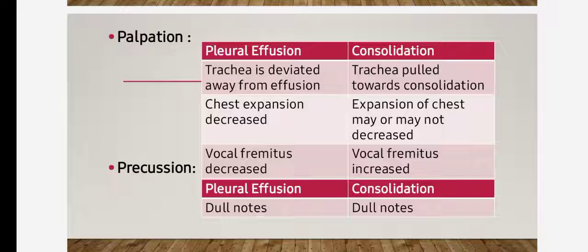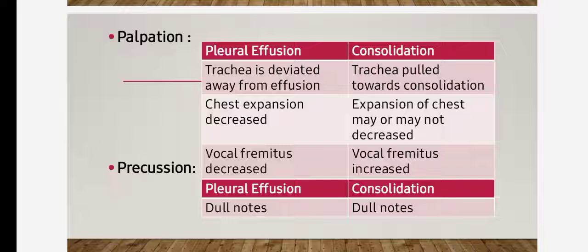Percussion should be done 3 intercostal spaces medially and 4 intercostal spaces laterally. Do percussion by comparing both sides. And in the same way from the back, do percussion of the apices and clavicle first, then do 3 intercostal spaces medially and 4 intercostal spaces laterally by comparing both sides.